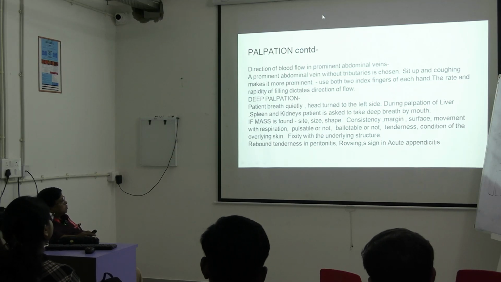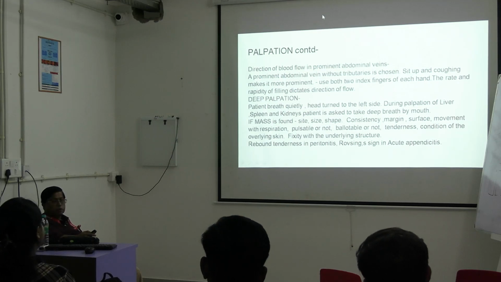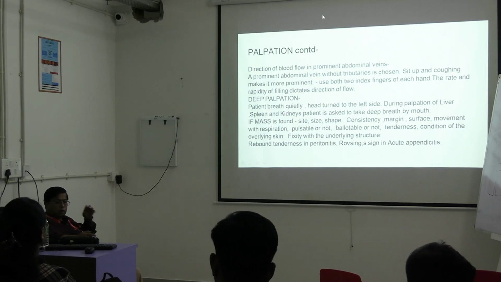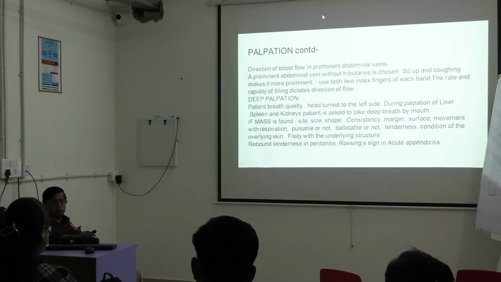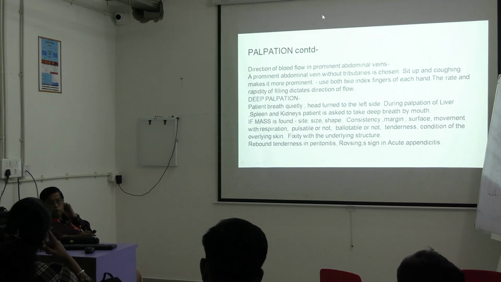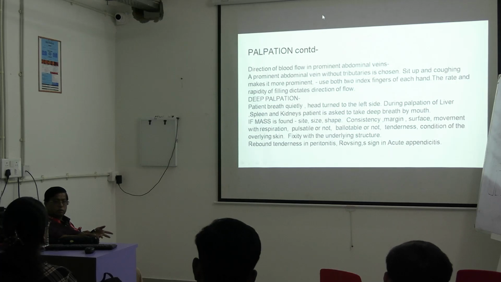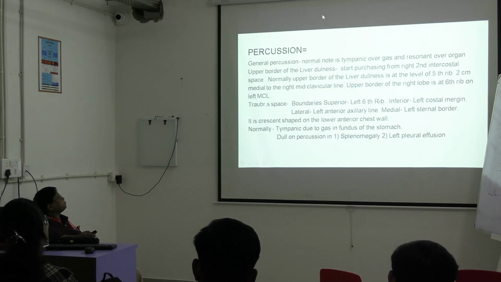It is also called Rovsing's sign. Rebound tenderness and Rovsing's sign in appendicitis are different. Rovsing's sign is seen in appendicitis, which, you know, is in the right iliac fossa, so tenderness should be on the right side. But sometimes if you press the left side, the distended colon will touch the appendix, which is very tender, and it will cause pain on the right side. So pressing the left iliac fossa, the patient feels pain on the right side. It is called Rovsing's sign. It occurs in appendicitis because the appendix is on the right side.